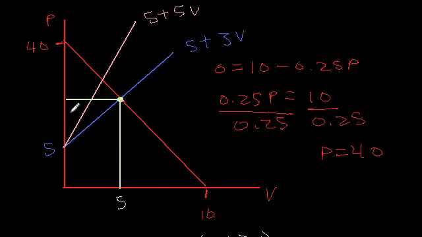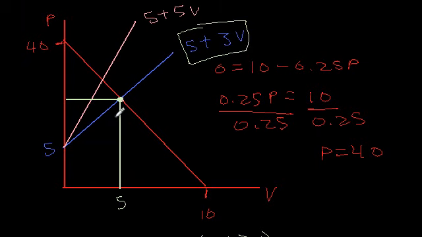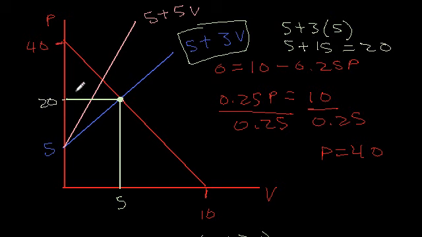Now we need the price, and all I'm going to do is put the value of V into this equation right here, because if we have V is equal to 5, we put that into this equation, then it'll give us the price. So 5 plus 3 times V, which in this case is 5, so that equals 5 plus 15, that equals 20. Good, so we have 20 right there.